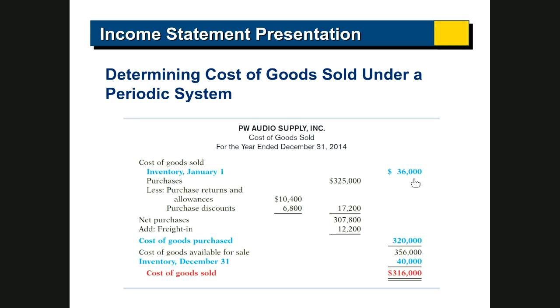All right? The 36,000 is what I have left from last year. So here, let's say I have this inventory, this is the beginning inventory, right? This is what I have. This is the beginning inventory.